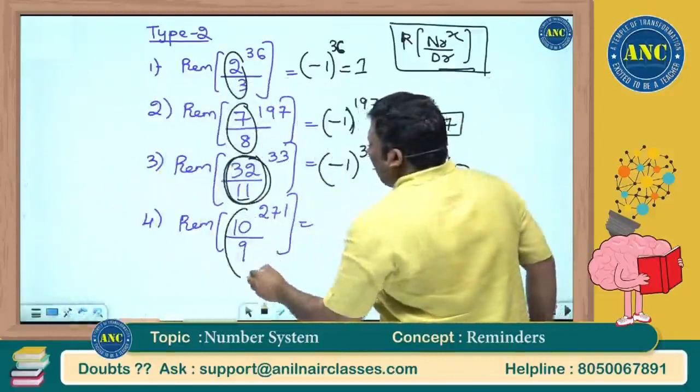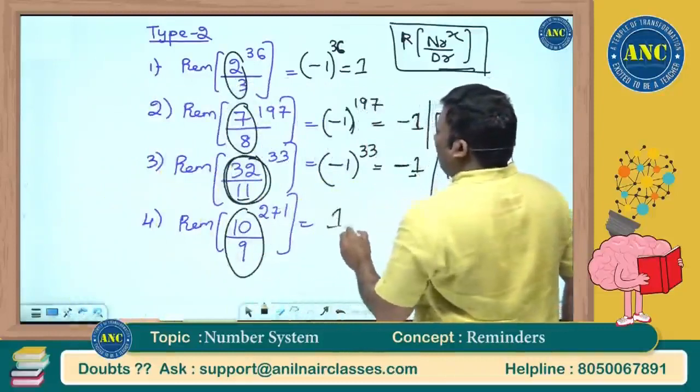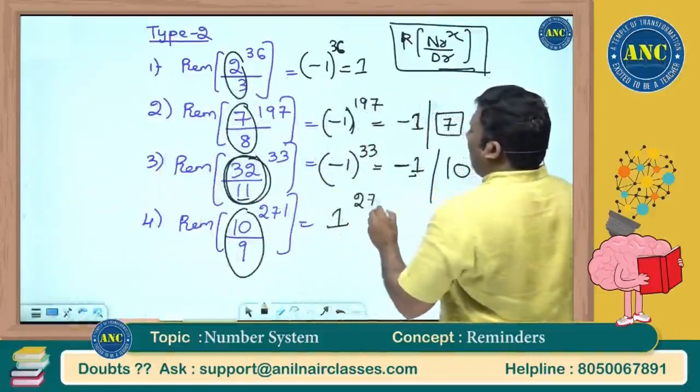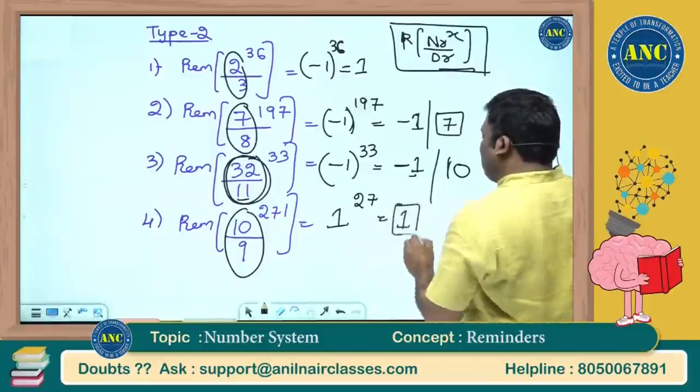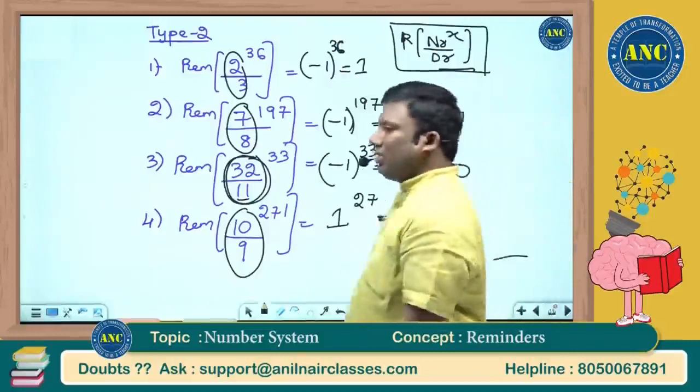Next one. 9 ones are 9. Positive remainder it is 1. 1 power any natural number. Answer is nothing but 1.